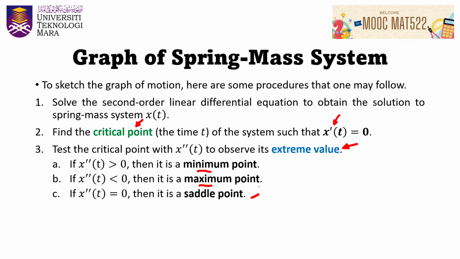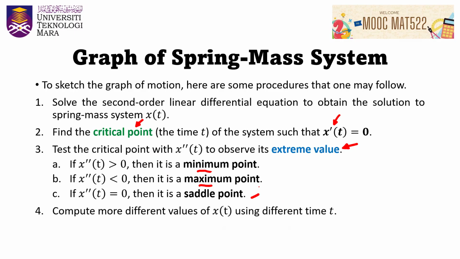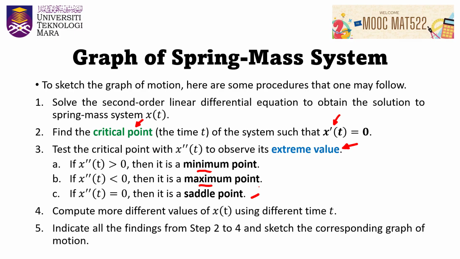Now, after determining the critical point and its behavior, next we compute more different values for the function x using different time t. And finally, integrate all the findings from step 2 to step 4 on the axis and sketch the corresponding graph of motion.